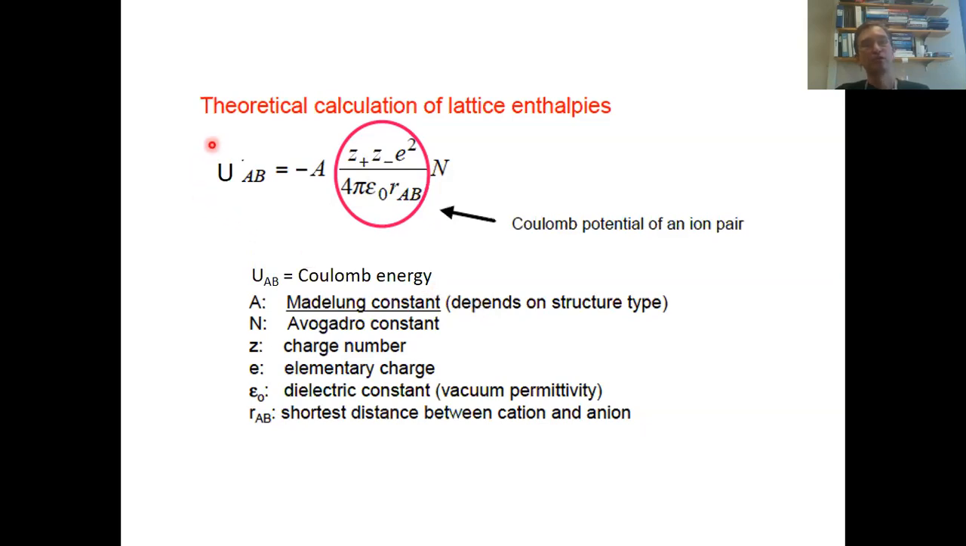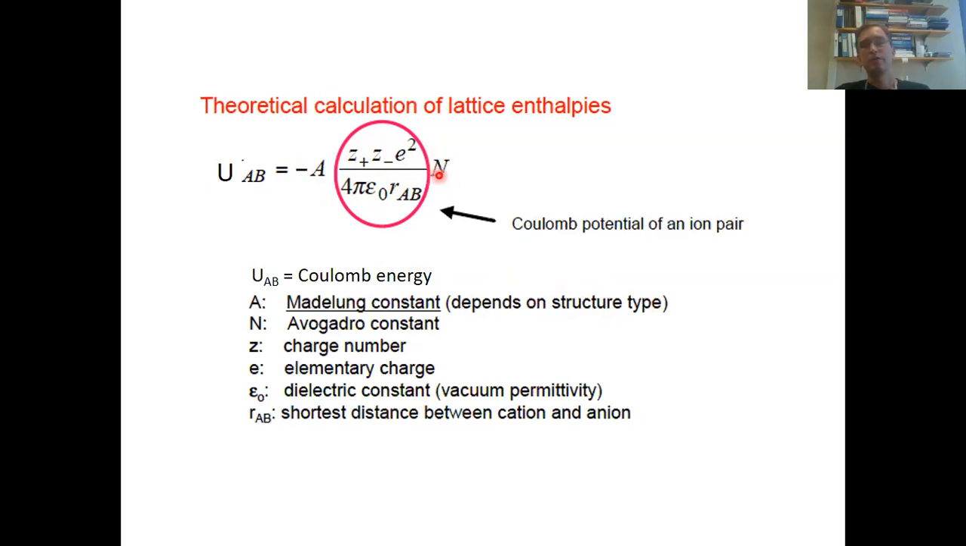Okay, so overall the lattice energy is minus, and the minus sign is because of the exothermic nature of the crystal formation from the gas phase, times the Madelung constant, which depends on the structure type, times C plus times C minus times the elementary charge squared over 4 pi epsilon 0 RAB times N.